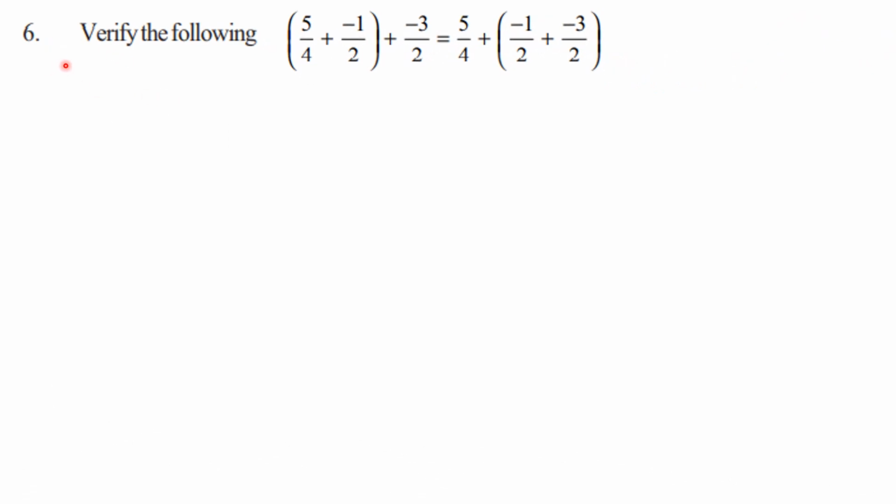Question number 6. Verify the following: 5 by 4 plus of minus 1 by 2 plus minus 3 by 2 equals 5 by 4 plus minus 1 by 2 plus minus 3 by 2. Let us verify it. Okay. So look at that. Solution.